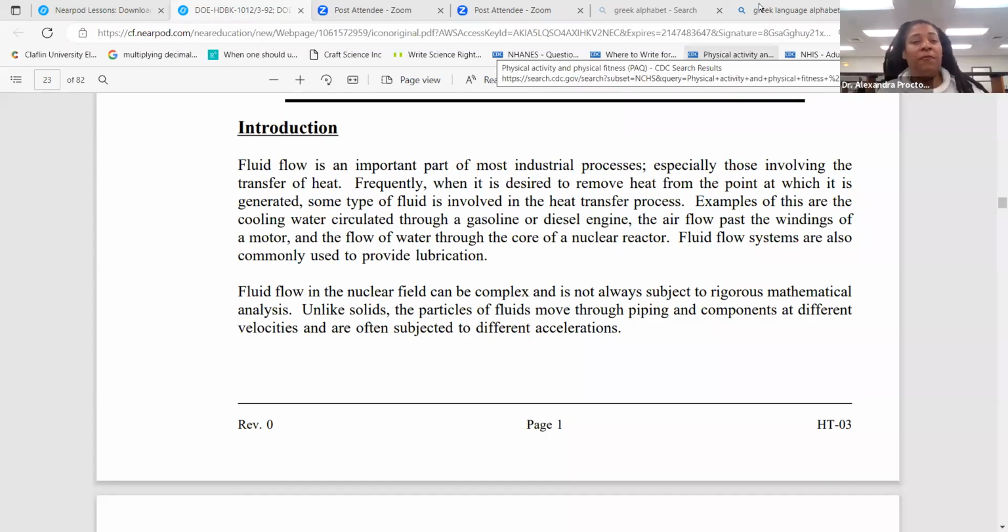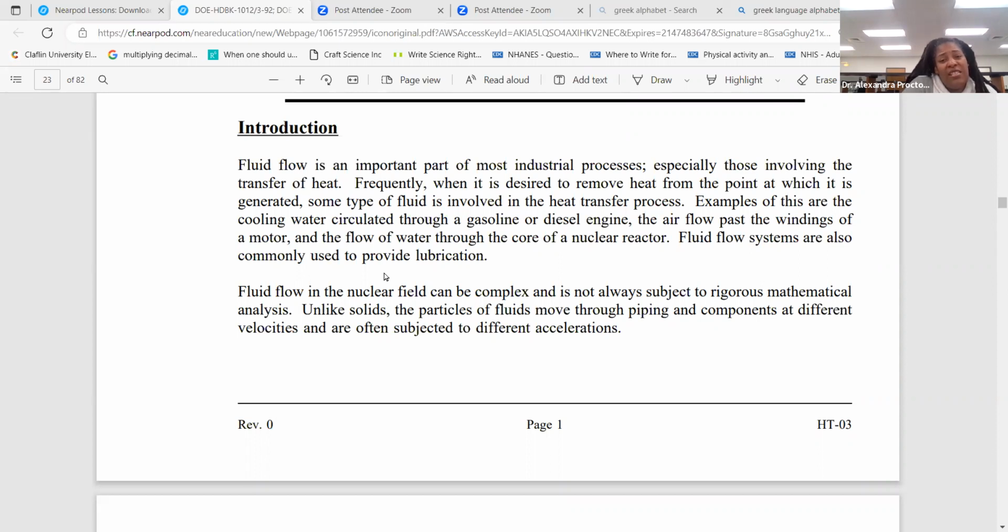So fluid flow is an important part of most industrial processes, especially involving the transfer of heat. Frequently, when it's desired to remove heat from the point at which it is generated, some type of fluid is involved in the heat transfer process. Examples of this are cooling water circulated through a gasoline or a diesel engine, airflow past the windings of a motor, and the flow of water through the core of a nuclear reactor.